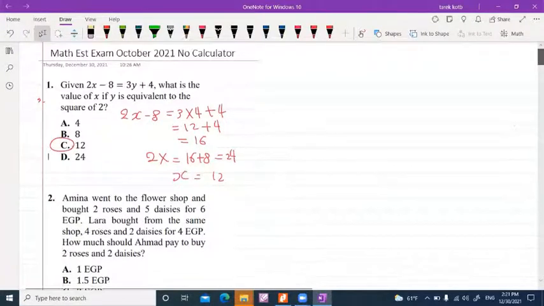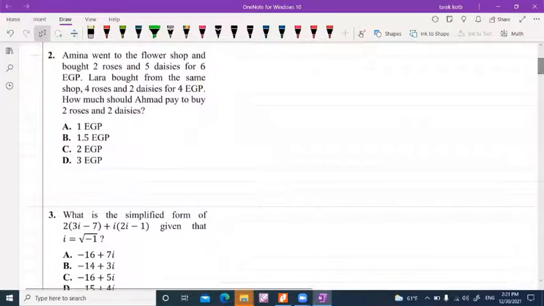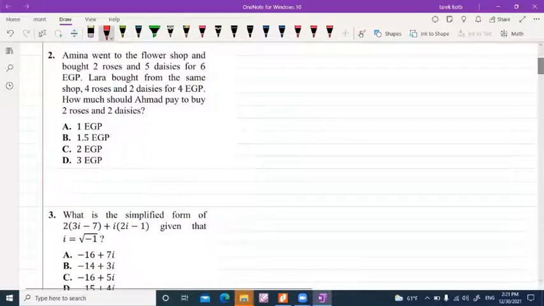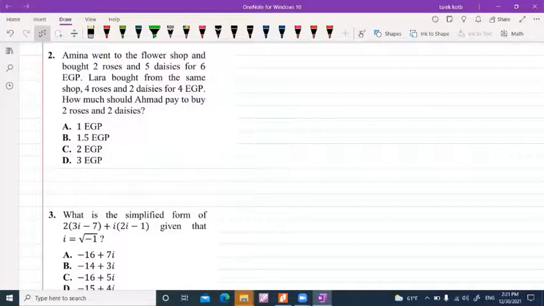Next problem, number 2. Amina went to the flower shop and bought 2 roses and 5 daisies for 6 Egyptian pounds. Lara bought from the same shop 4 roses and 2 daisies for 4 Egyptian pounds. How much should Ahmed pay to buy 2 roses and 2 daisies? Let's form the first equation and the second equation. This is Amina and this is Lara.